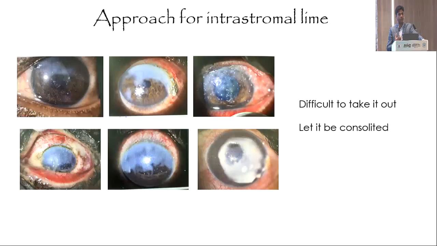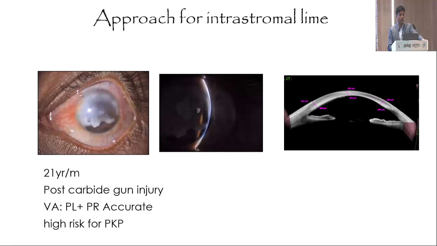Now, sometimes in acute lime burn, we have a lot of intrastromal lime cases also, and these are very difficult to pick up. We know that lime has a peculiar property: due to membrane saponification, it goes deeper and deeper into the layers of the cornea. So what we do, we should not bother about the intrastromal lime, we should let it consolidate in the posterior layers of the cornea.